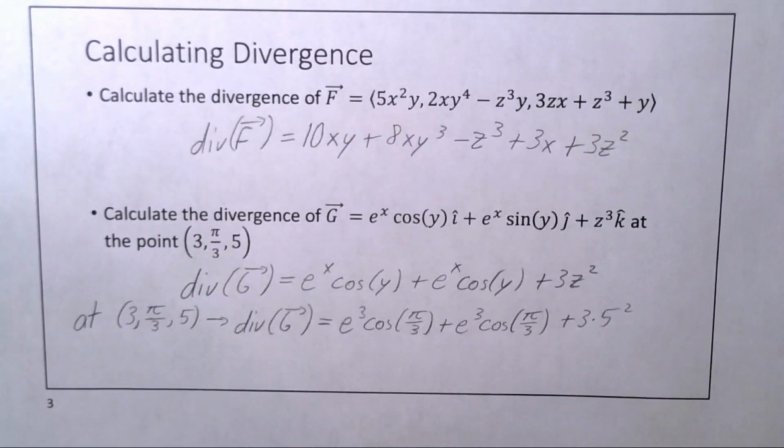Plugging in the components, we plug in 3 for x, pi over 3 for y, and 5 for z. This results in the expression e to the third cosine of pi over 3 plus e to the third cosine of pi over 3 plus 3 times 5 squared. Using trigonometry, cosine of pi over 3 is 1 over 2. So we have 1 over 2 e to the third plus 1 over 2 e to the third plus 75, which results in a final answer of e to the third plus 75.